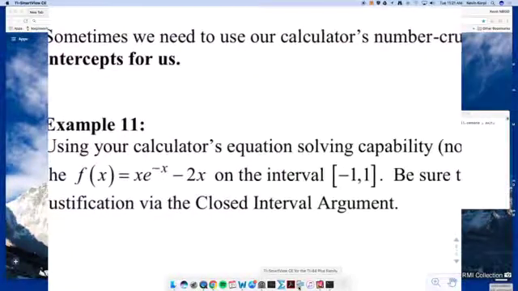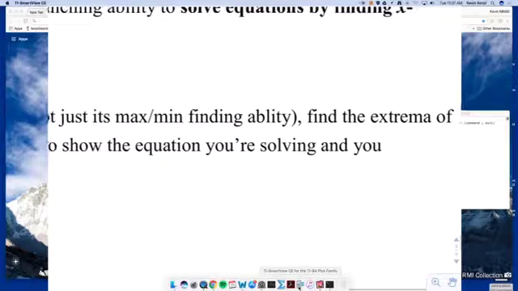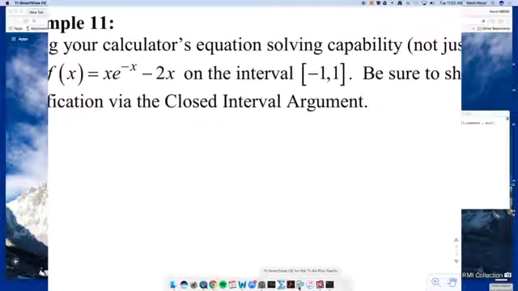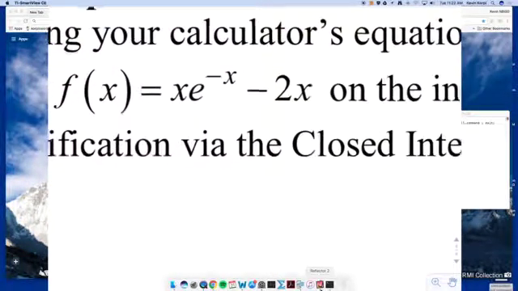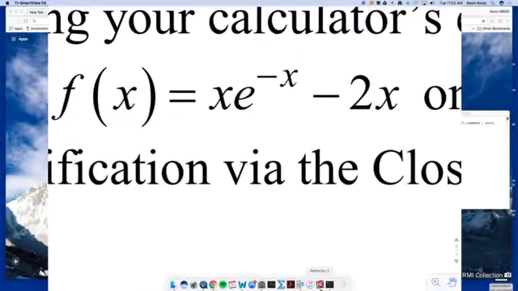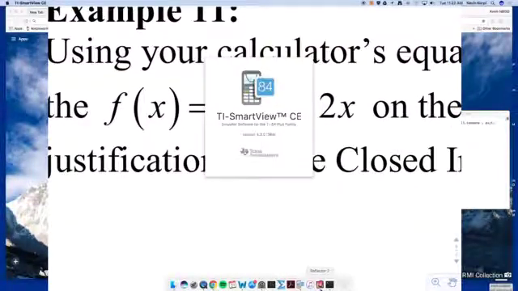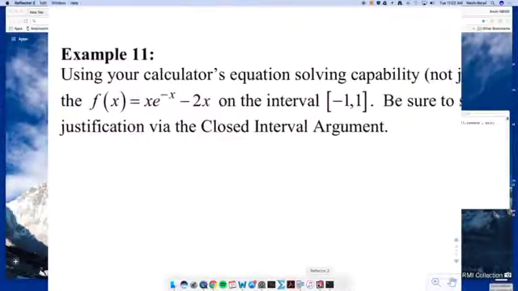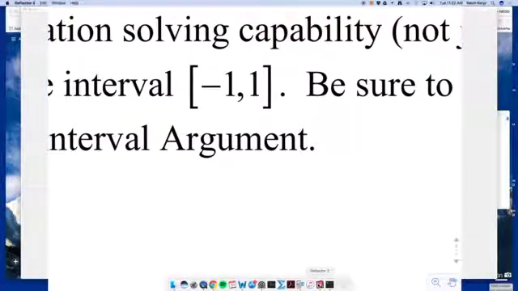It says, using your calculator's equation solving capability and not just its max-min ability, find the extrema of this function on the interval from -1 to 1. While my calculator is loading, is this function continuous on this closed interval from -1 to 1? Yes, right? It's made up of continuous functions. e to the negative x is continuous, 2x is continuous, 1x is continuous. So does the EVT apply? Yes, the EVT applies. So because the EVT applies, we are going to find it using the closed interval way.